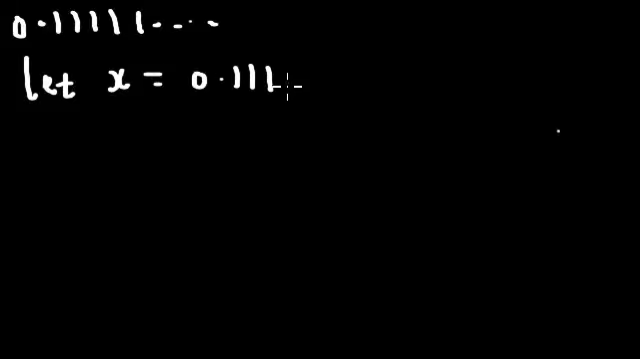If we want to express this in fraction, what is the process we need to walk through? The first step is representing the recurring decimal as a variable. You can use any variable of your choice. For this problem, I will consider using x. So you begin by letting x be equal to the recurring decimal 0.111 continuously.